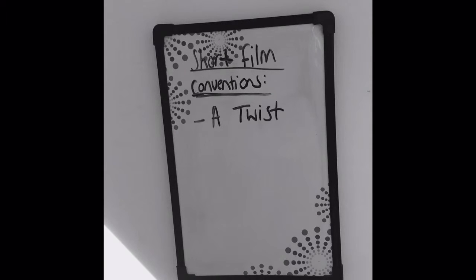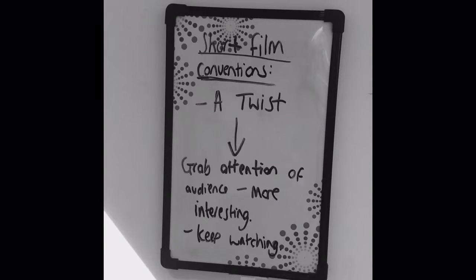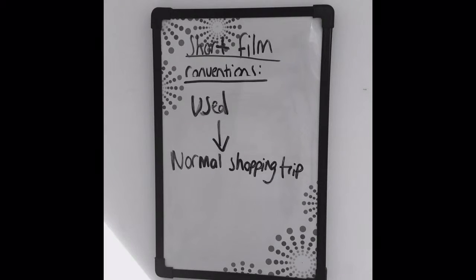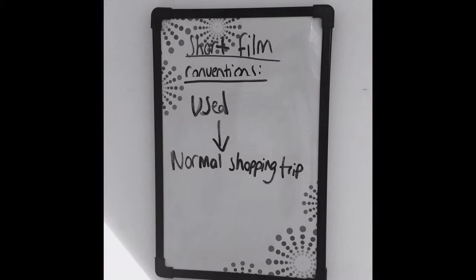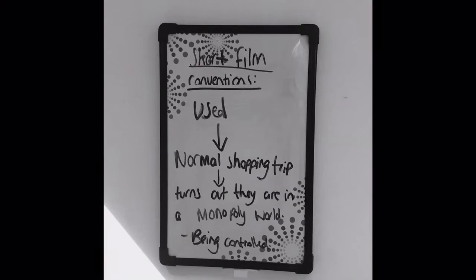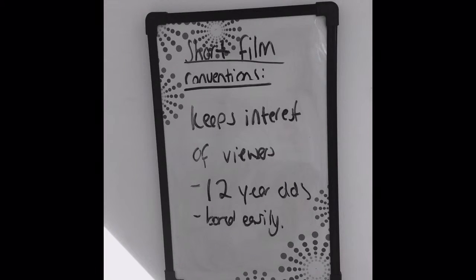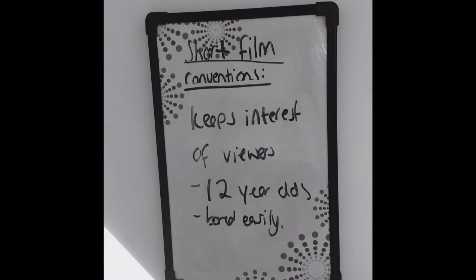Also, a twist is a common convention of a short film, where something unexpected happens, and it grabs the attention of the audience, makes it more interesting and keeps them watching. We've used a normal shopping trip to show a normal sort of situation, and then this is contrasted with the fact that they're actually in a Monopoly world, and the viewers find this out, and it's all very exciting. This keeps the interest of viewers and gives it that watchable quality that we want, and 12-year-olds, our target audience, are obviously bored easily, so we want to keep them interested.